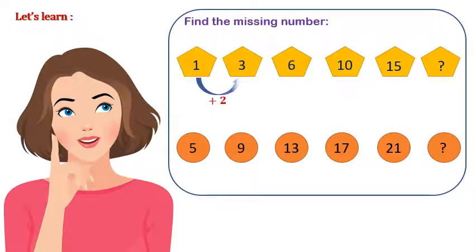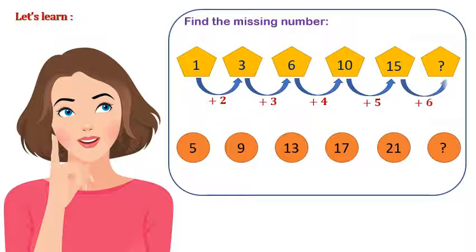By adding 2 to the first number, the next number is obtained. Then, the next number is obtained by adding 3 to the previous number. The next is obtained by adding 4 to the previous number, and so on. By following the same pattern, Ria finds the missing number by adding 6 to 15. So the missing number is 21.